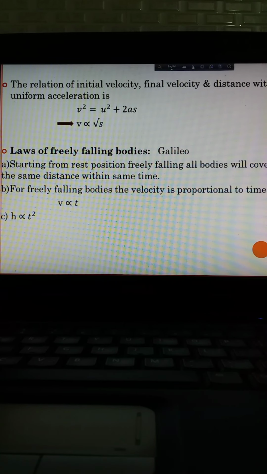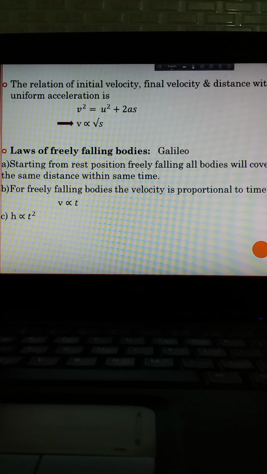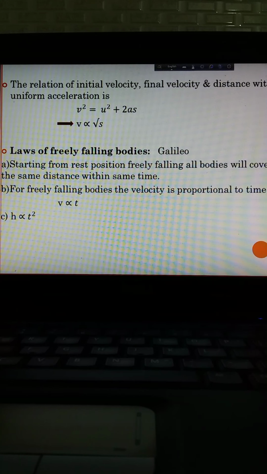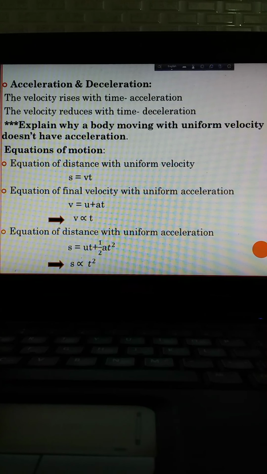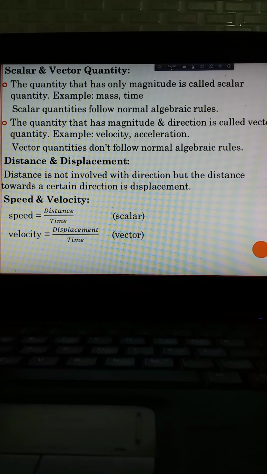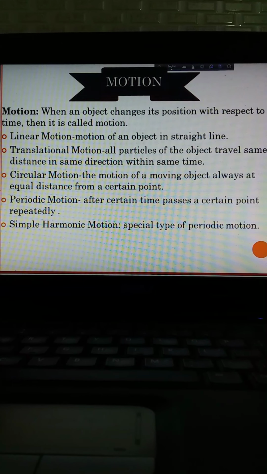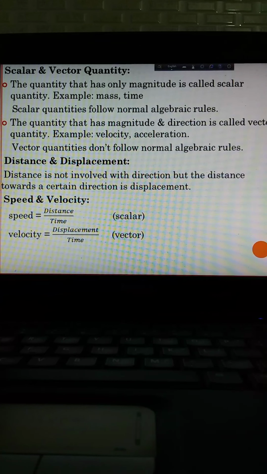We will implement these laws in our mathematical type questions. Actually, the laws of freely falling bodies are the implementation of laws of motion, or the special form of the equations of motion. So in this chapter, if I want to review again, we have known about motion, different kinds of motion. You have to know the examples of every kind of motion. I repeat, you have to know about the definition and the examples as well. Then you have to know the difference of scalar and vector quantity.